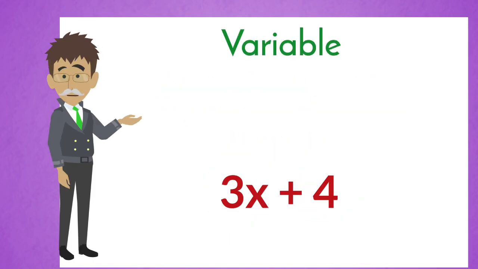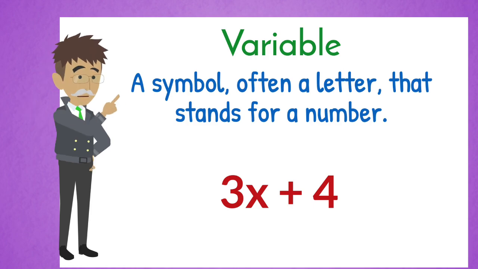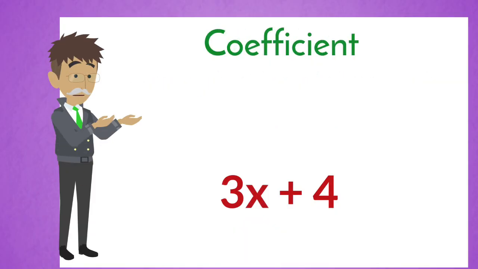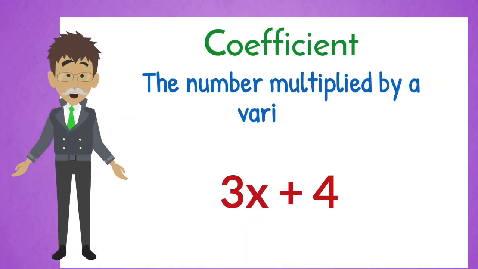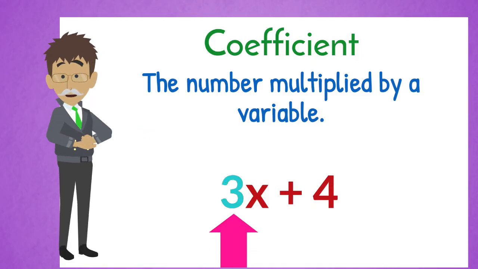Variable: a symbol, often a letter, that stands for a number. In the example 3x plus 4, x is the variable. Coefficient: the number multiplied by a variable. In the example 3x plus 4, 3 is the coefficient.